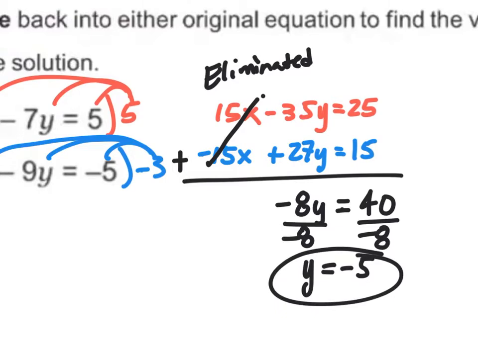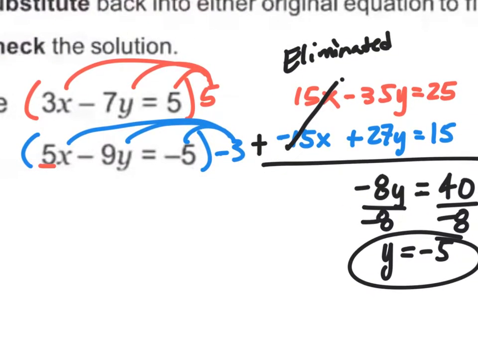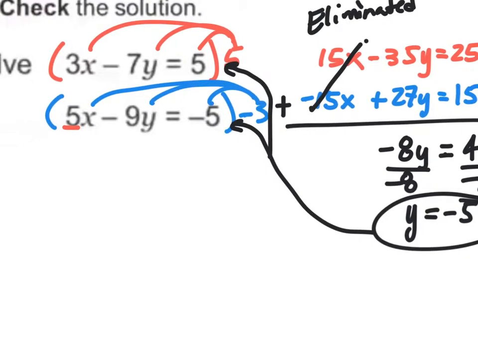Now I take this value of negative 5 and plug it back into one of the original equations. It doesn't matter which one you choose. I typically choose the one that has the smaller numbers, easier to work with. So I'm going to do 3x minus 7 times y, but instead of writing y, I'm going to write what y is equal to, which is negative 5, and that's going to equal positive 5.